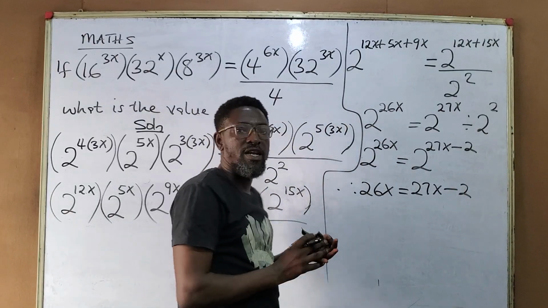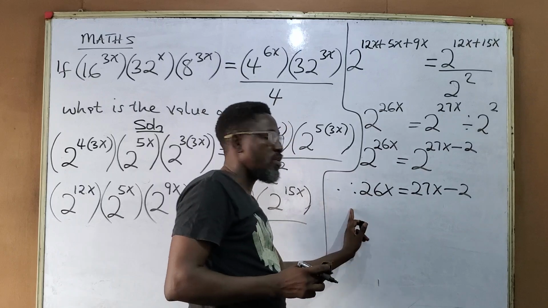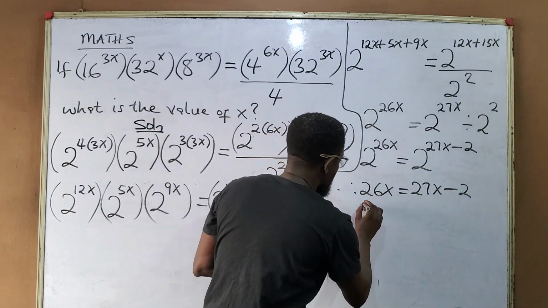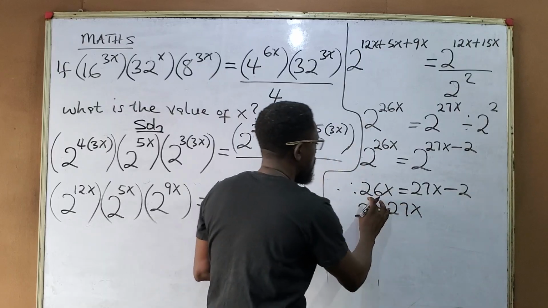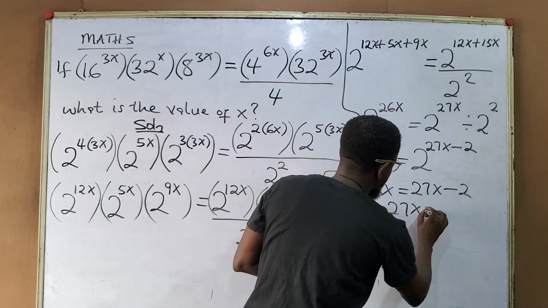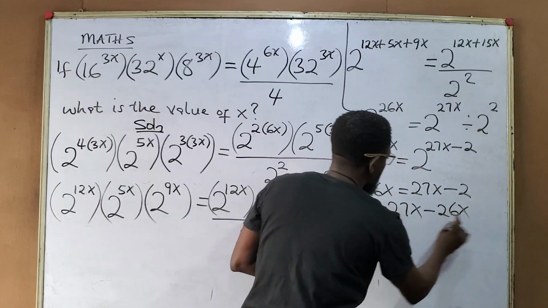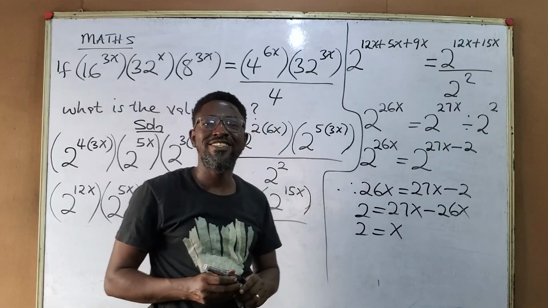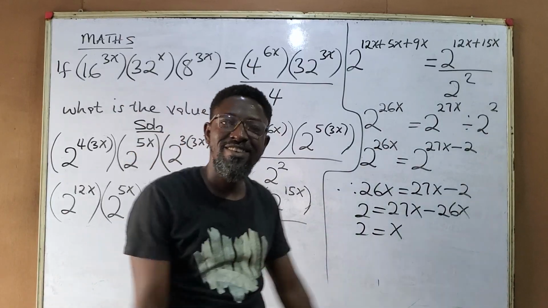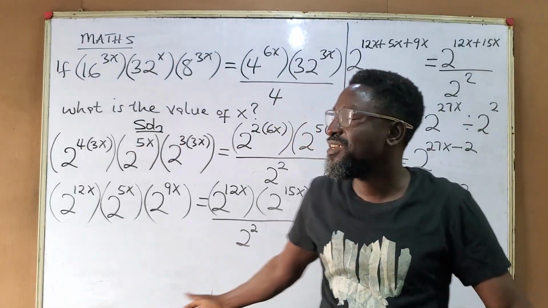The next thing we do is to collect like terms. Transfer the minus 2 across this way. If minus 2 crosses the equality, it becomes plus 2, then this is 27x. If 26x crosses to the right hand side, it becomes 26. 27 minus 26 will give us x, so the final answer is what? 2. Just as simple as that.